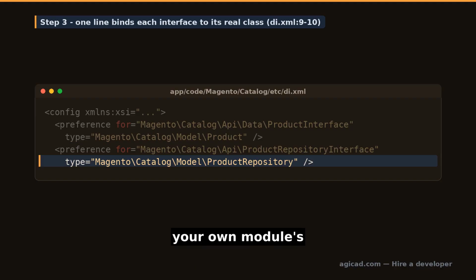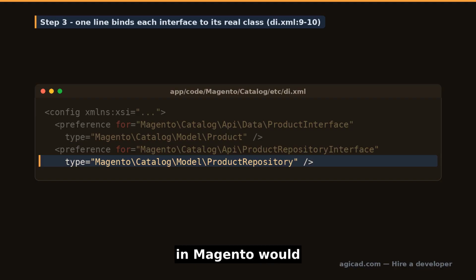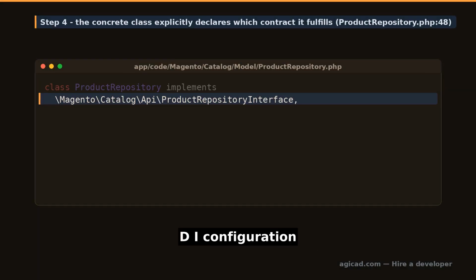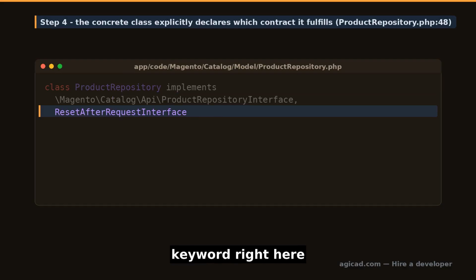Nothing else in Magento would need to know. This is the real class declaration, and it's the other half of the binding we just saw in di configuration. The implements keyword right here is what makes this class legal to satisfy that preference at all.